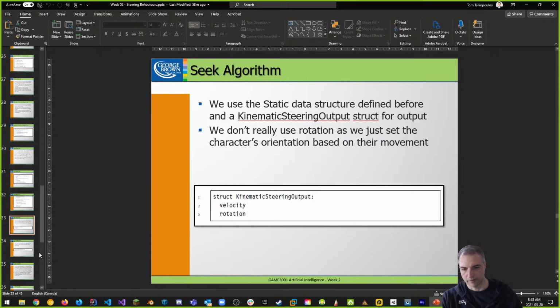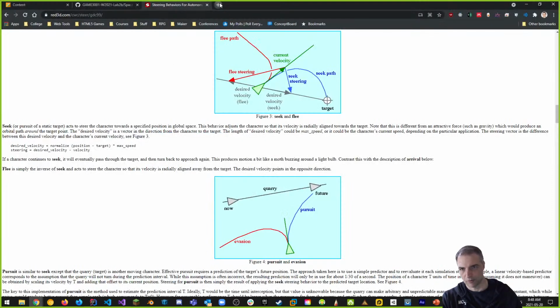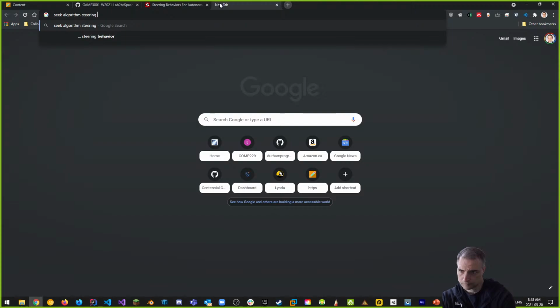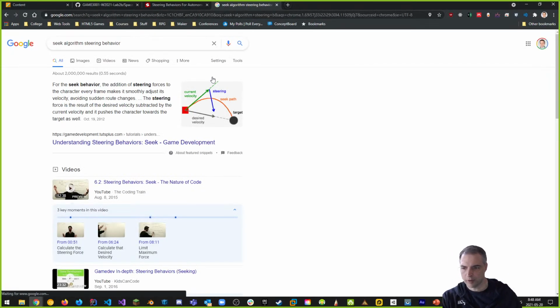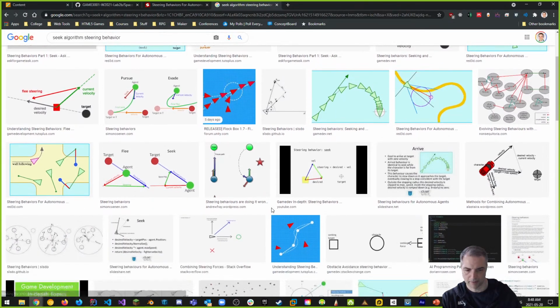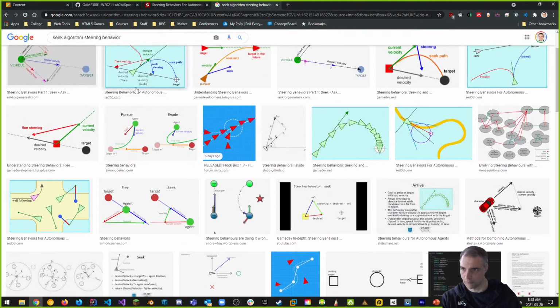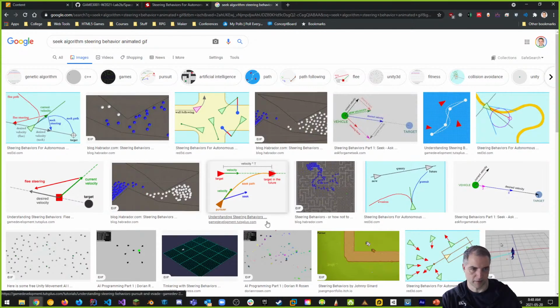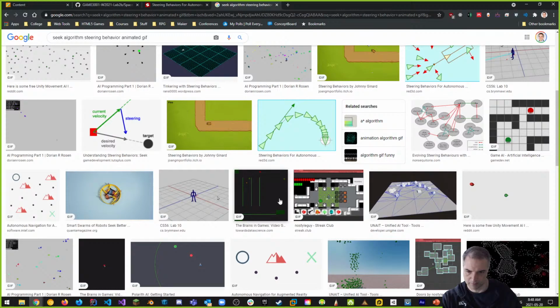What happens with the seek algorithm? Let's see if I can get a graphic for this. So if I search seek algorithm, let's look at that steering behavior. What we also can look at is some images for that. There's a lot of them, right? And one thing to note, I want to see if there's one that's more of an animated GIF. See if we can get that going, because I think it's neat what it does. I'm not seeing something though. Here we go.